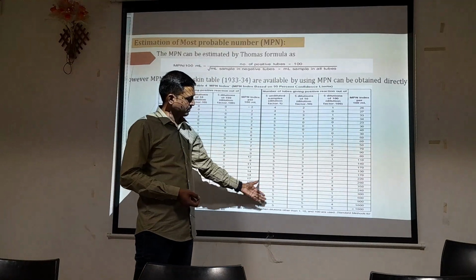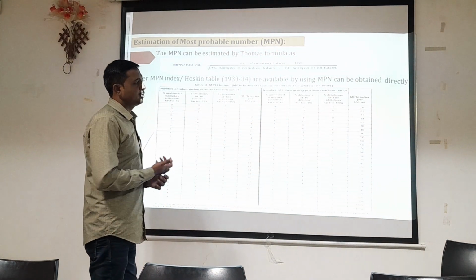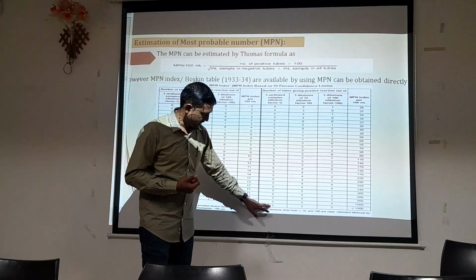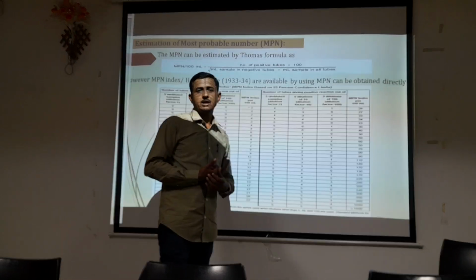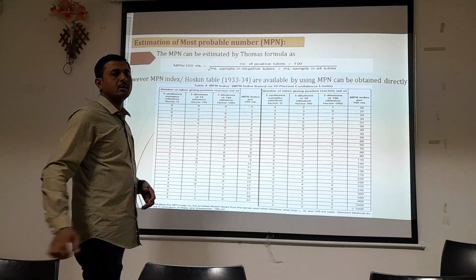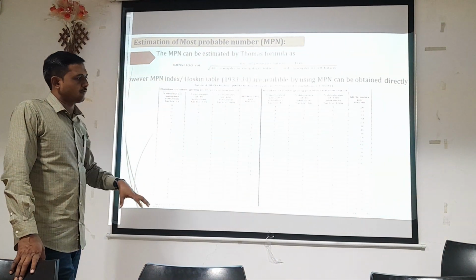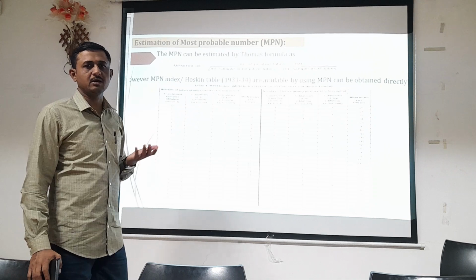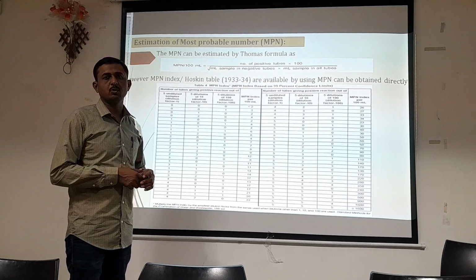On the basis of the MPN index per 100 ml, you can consider the number of tubes giving a positive report, from 0 to 5. If all 15 tubes give a positive result, that means we can count 5, 5, 5, and your MPN count is 600 organisms per 100 ml of water sample. So by using that particular table, or MPN table, you can directly state the MPN index of that particular water sample.